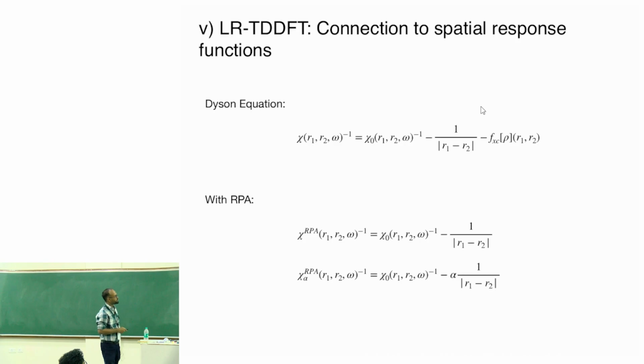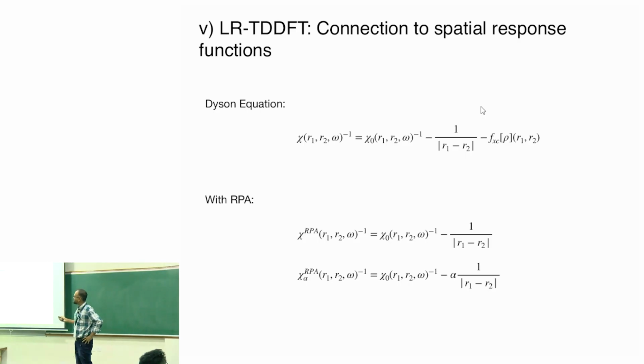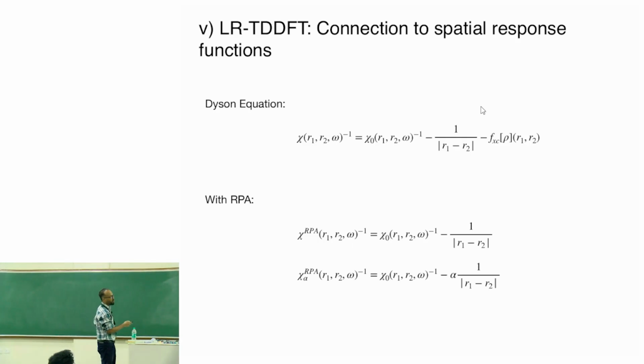Now you can think of a Dyson equation to relate chi naught and chi, right? So you can take the chi inverse and relate it to chi naught inverse minus the Hartree kernel and minus the exchange-correlation kernel. Okay, so this is a Dyson-type equation between the interacting response function chi and the non-interacting response function chi naught. And with random phase approximation, what you do is you completely neglect f_xc again, just as before. Okay, I'm going to introduce one more term which is called alpha-dependent random phase approximation.